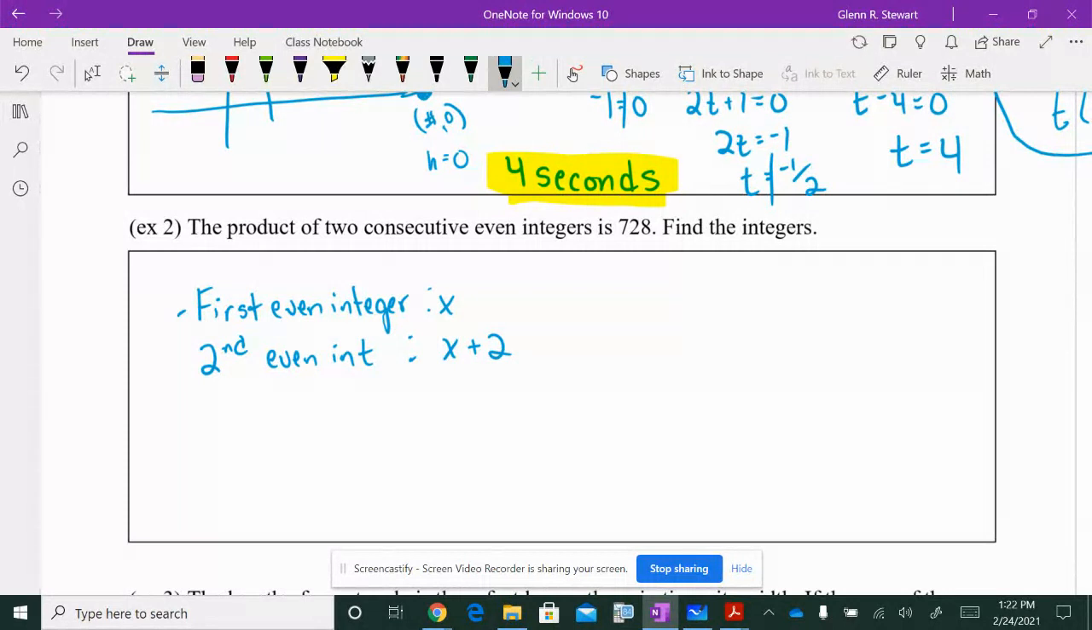All right, so let's go ahead and set this up. We've got x times x plus 2. And I'm using multiplication here because the problem says product. And that's going to be equal to 728.